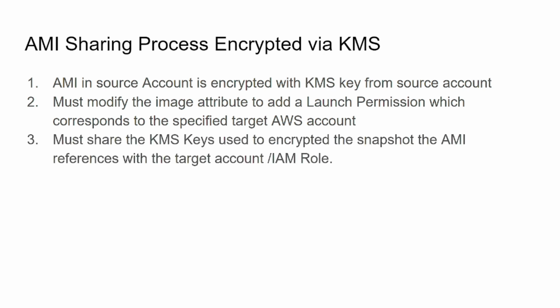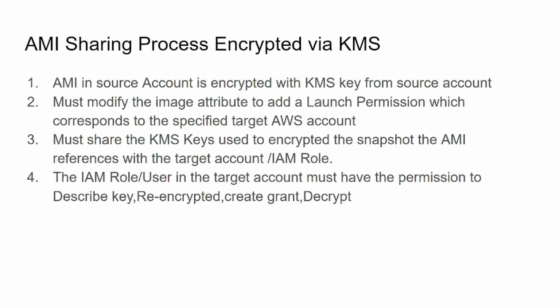Then you need to also share the KMS key for account B to be able to use it. This is done usually with a key policy. Then in account B, you would create an IAM role or IAM user with enough permissions to actually use both the KMS key and the AMI. So you must have on the KMS side access to the DescribeKey API call, ReEncrypt API call, CreateGrant and Decrypt API calls.